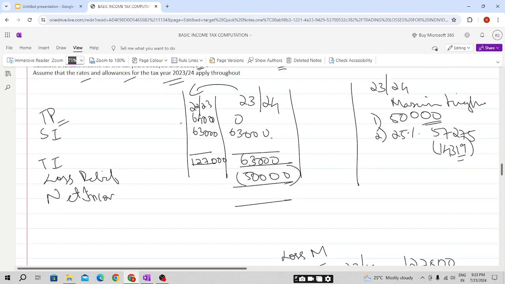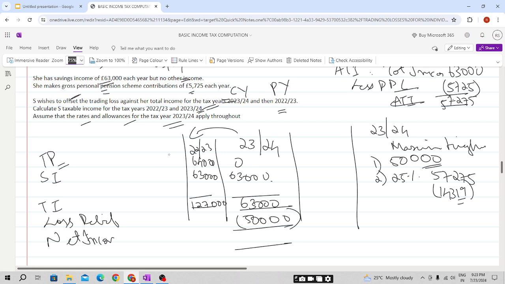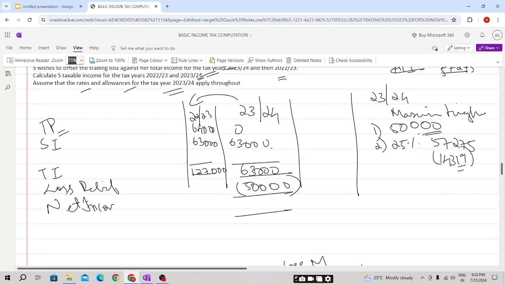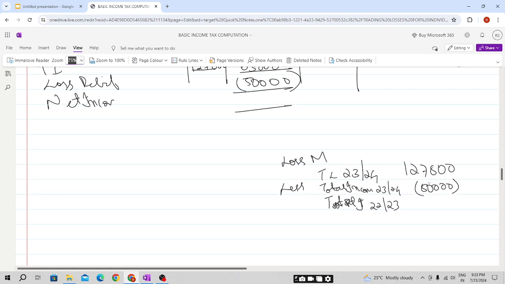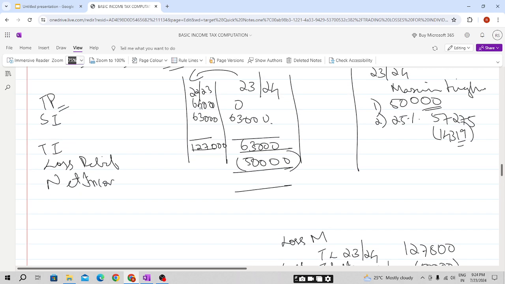we need to calculate the maximum, the higher value, 50,000, and this. So 50,000 plus 64,000 we can claim, students. 64,000 plus 50,000 we can claim 114,000. But our remaining loss is how much, students? Our remaining loss is 127,800 minus 50,000, 77,800. So our remaining loss is this one. But the amount which is eligible for relief is 64,000 plus 50,000, it is 114,000, but the loss is only this much.